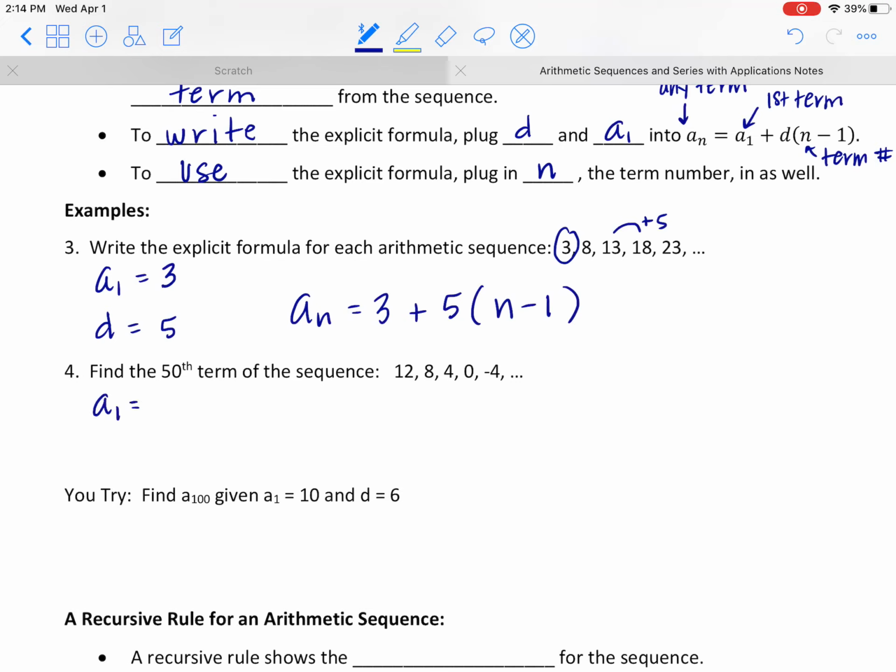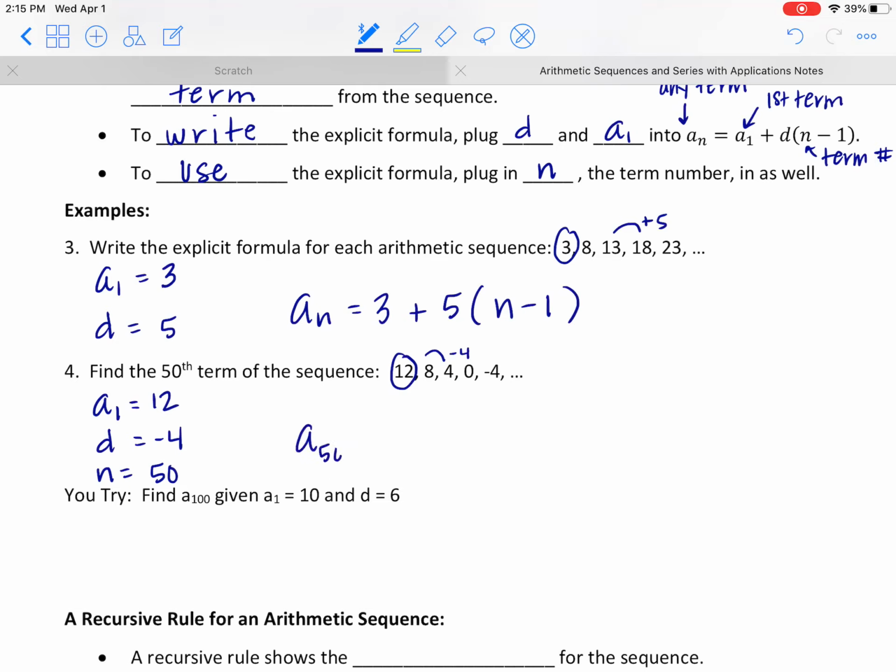So if we want to find the 50th term in the sequence using the explicit formula, we still have to know the first number on the list, which is 12. We still want to know the common difference. What are we doing to get from 12 to 8 or 8 to 4? We are subtracting 4. So the common difference is negative 4. But now we also have to know the term number. Well, we're looking for the 50th term on the list, so n has to be 50. So now we're going to plug all 3 of those items in. So we're looking for a sub, not n, but a sub 50. We're looking for the 50th term on this list.